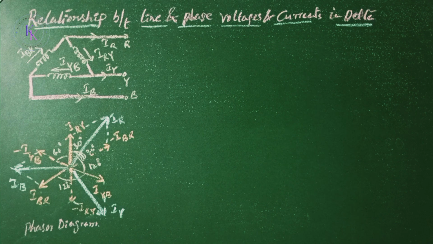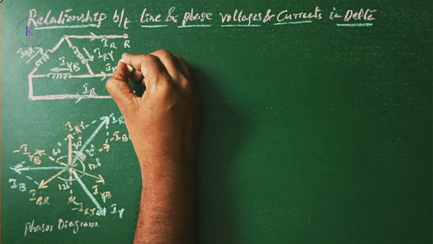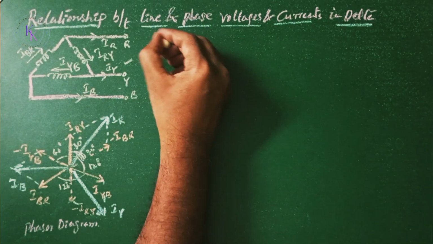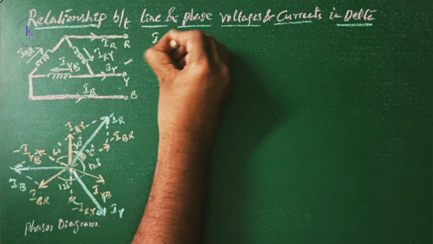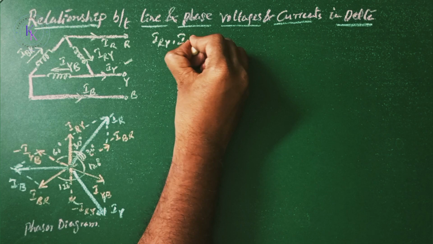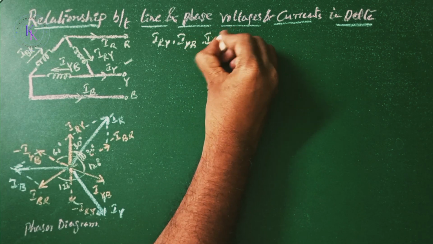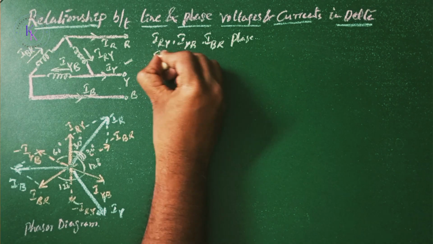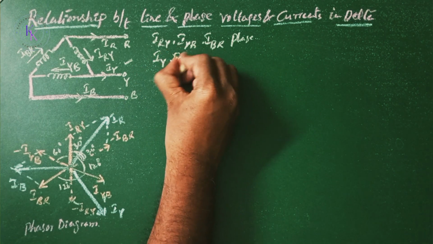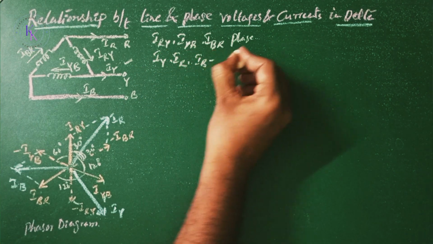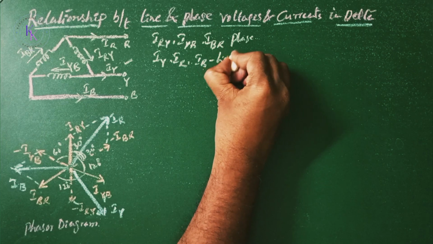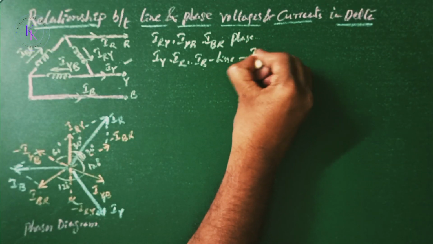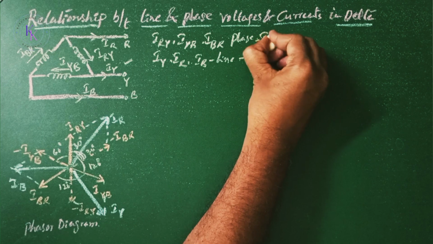Relationship between line and phase voltages and currents in delta connection. This is the delta connection shown here, where I_RY, I_YB and I_BR are the phase currents, and I_Y, I_R, I_B are the line currents. So in a generalized way, we can represent this with I_L and this with I_phase.